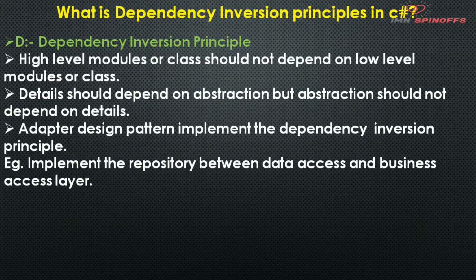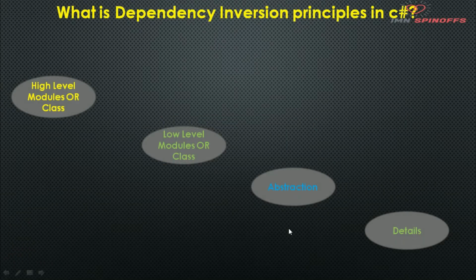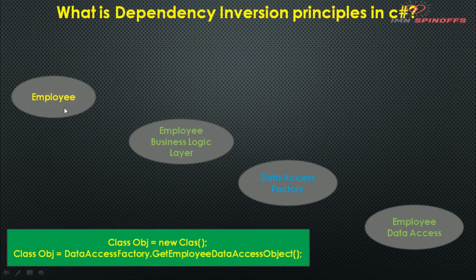So let's see with a diagram. This is the high-level class, this is the low-level class. The high-level class should not depend on the low-level class, so between them we should use an abstraction. Like this is the employee class, this is the employee business logic layer, this is the employee data access layer. This is the high-level class, this is the low-level class. The high-level class should not depend on the low-level class, so in between both classes we should use an interface like a data access factory.